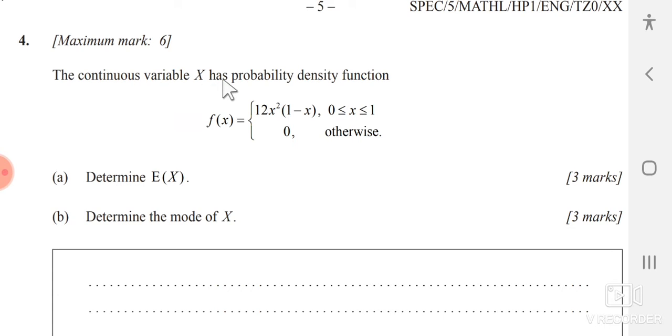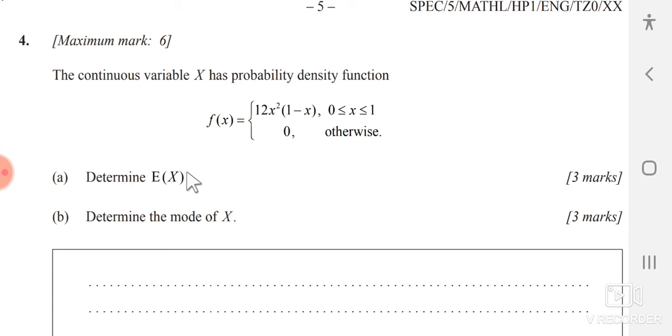The continuous variable x has a probability density function, which is given here. This means you can find the probability at any value of x by taking this function. And this is basically a split function. Determine E(X), the expectation.